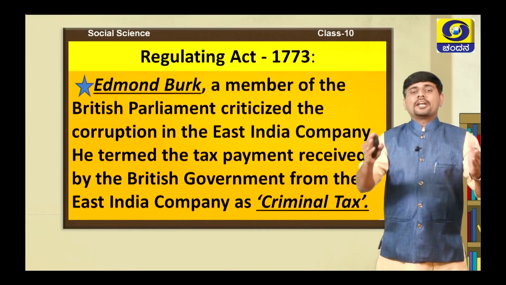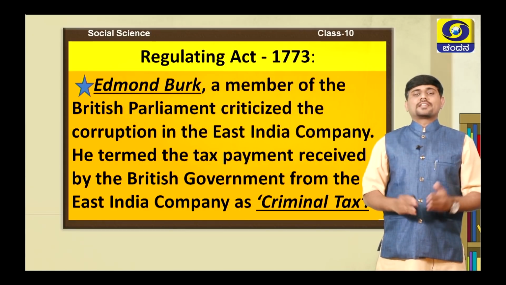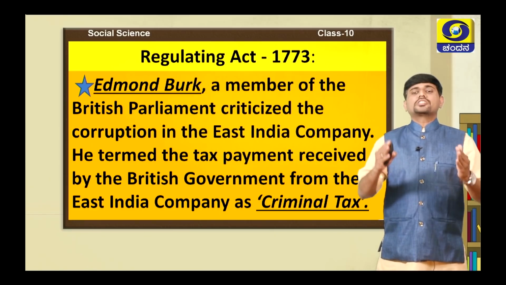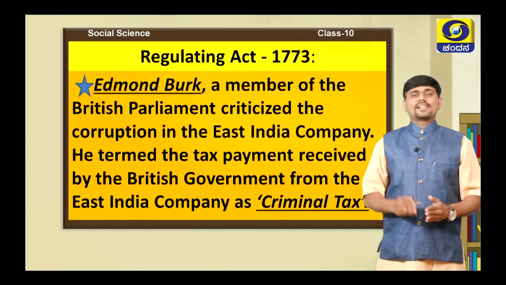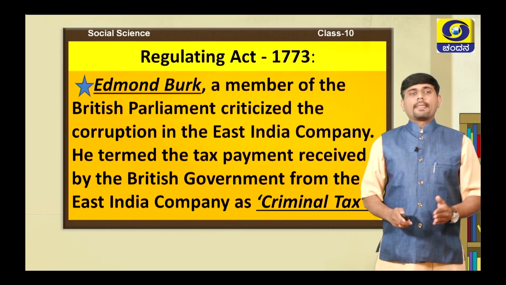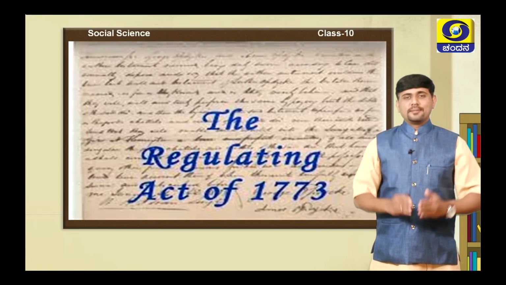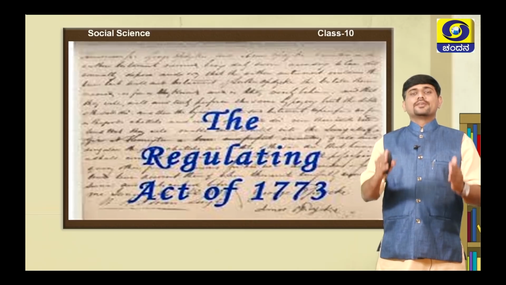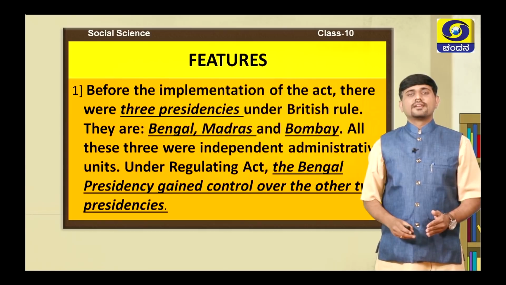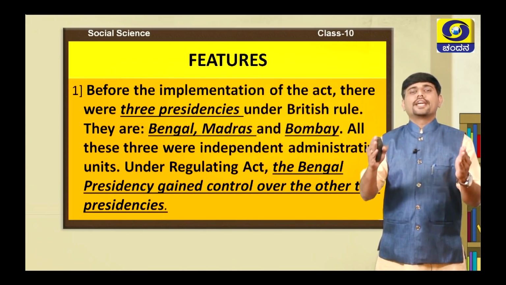A British parliamentarian, Edmund Burke, a member of the British Parliament, criticized the corruption in the East India Company. He termed the tax payment received by the British government from the East India Company as a criminal tax, because in that the British East India Company engaged in the corruption activities. So therefore, for the first time, the British government introduced the Regulating Act in the year 1773. What was the main aim of the Regulating Act? To control the corruption in India.